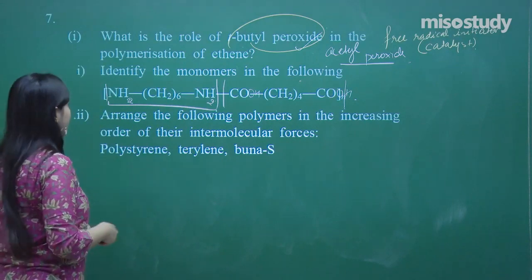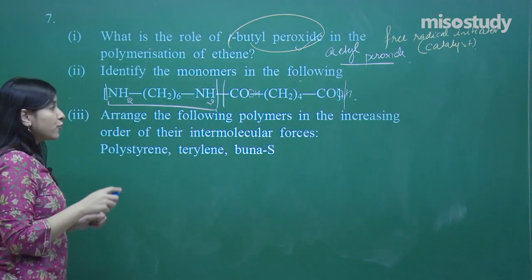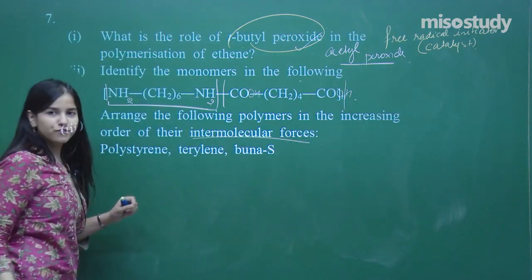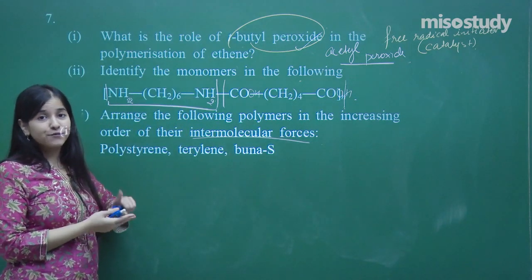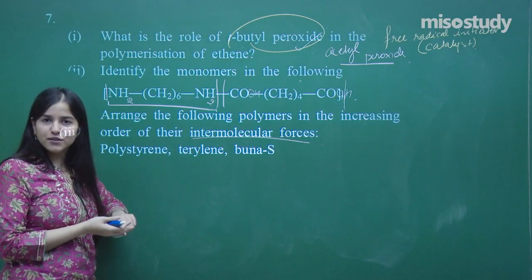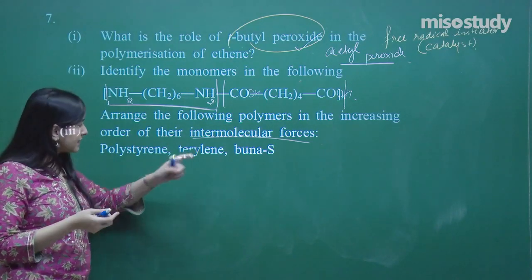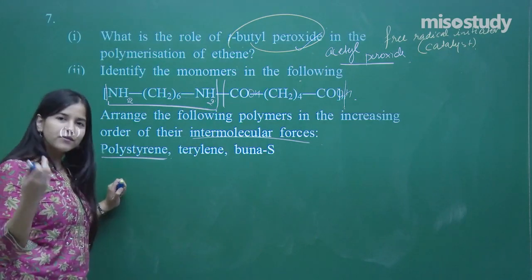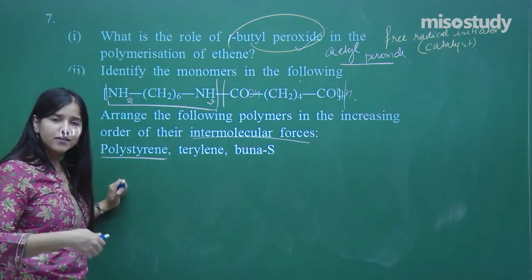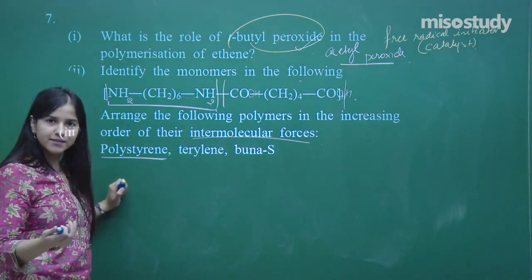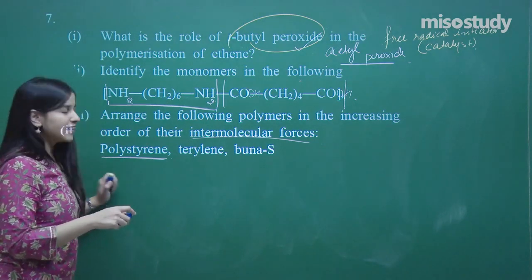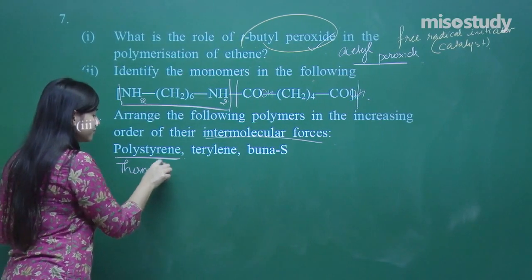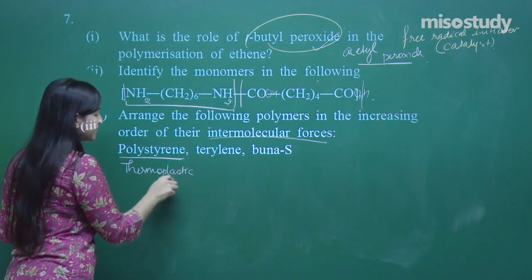Clear? The last one, arrange the following polymers in the increasing order of their intermolecular forces on the basis of whether it is elastomer, fiber, thermoplastic or thermosetting. Let's discuss here. Polystyrene, polyvinyl chloride, polythene, all these kind of polymers, right? They are included in the thermoplastic. First thing, right? Done.